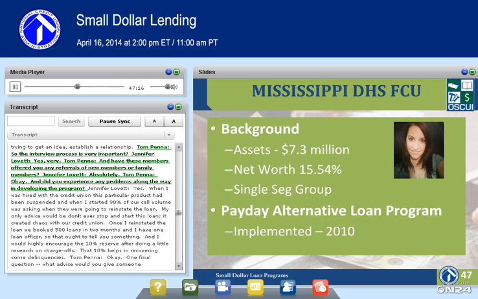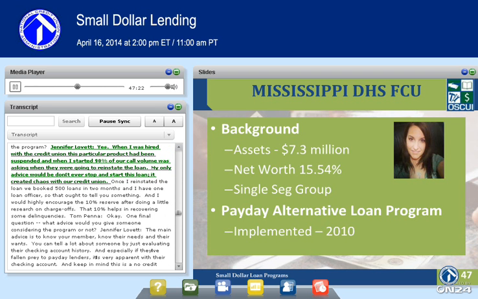Okay. And did you experience any problems along the way in developing the program? Yes. When I was hired with the credit union, this particular product had been suspended. And when I started, 90% of our call volume was asking when they were going to reinstate the loan. My only advice would be don't ever stop and start this loan. It created chaos with our credit union.